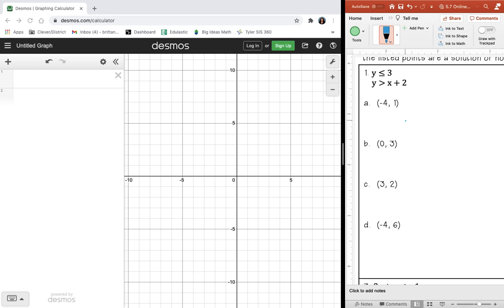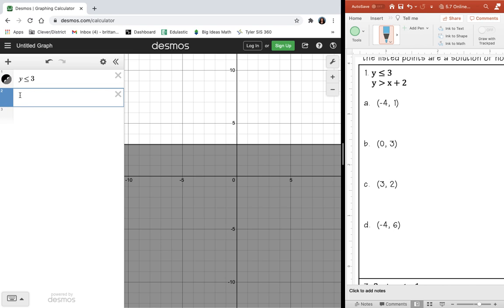Okay, so now we're actually going to do some examples, and we're going to go ahead and use Desmos to graph our system, and then we're going to determine whether these points here are a solution or not a solution. So I'm going to first type in y is less than or equal to 3. So I have y, and then to get that less than or equal to, again, I'm going to hit less than, and then I'm going to hit that equal sign on my keyboard.